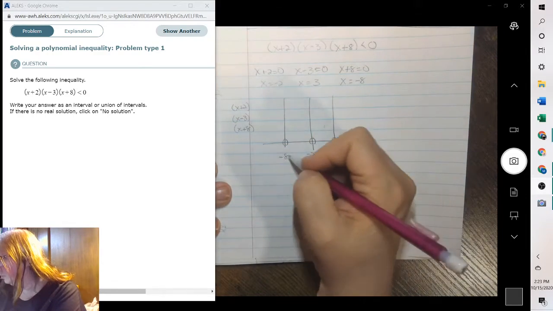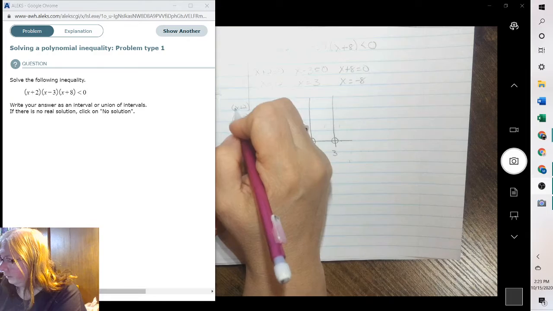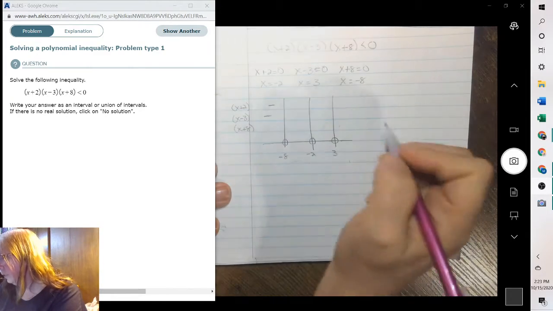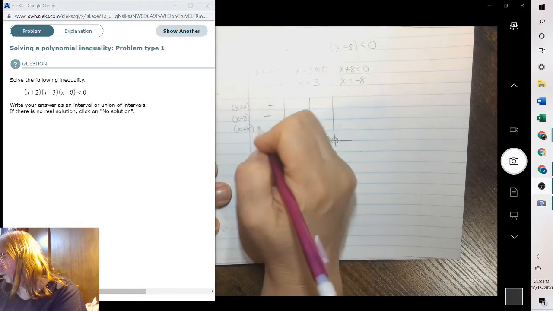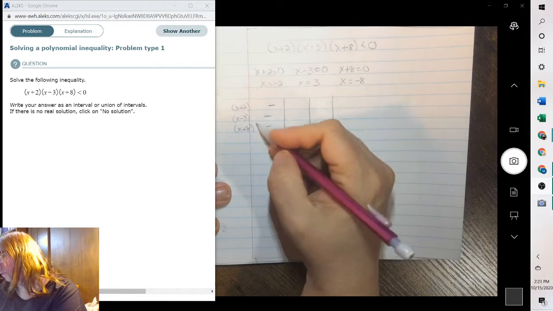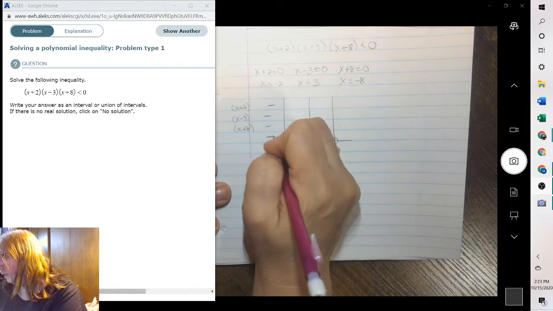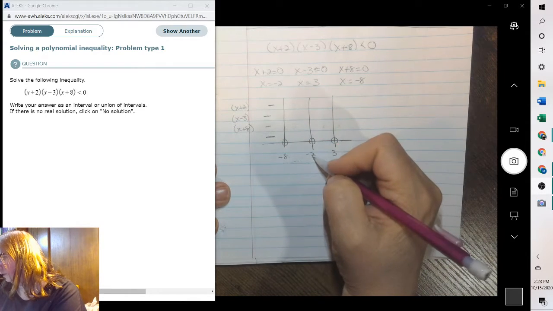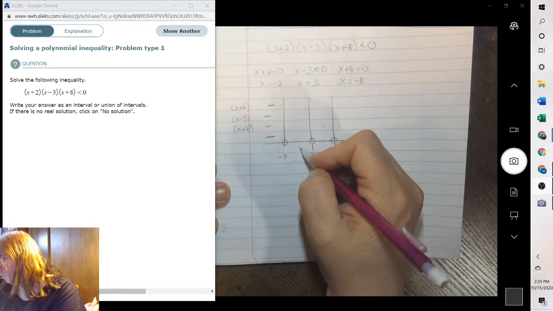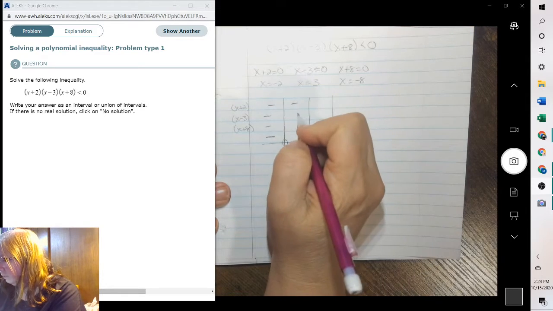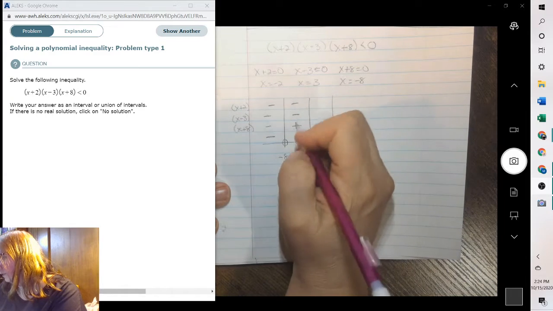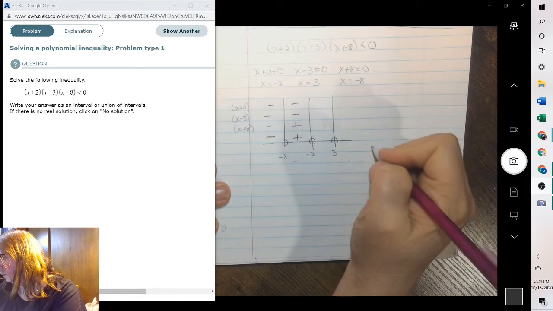So if we choose a number to the left, -9, -9 plus 2 is negative, -9 minus 3 is negative, and -9 plus 8 is negative. Multiplying 3 negatives gives us a negative. Then you do the same thing between -8 and -2. We could do -4. That would be negative, negative, and positive. Multiplying these together, we get a positive.